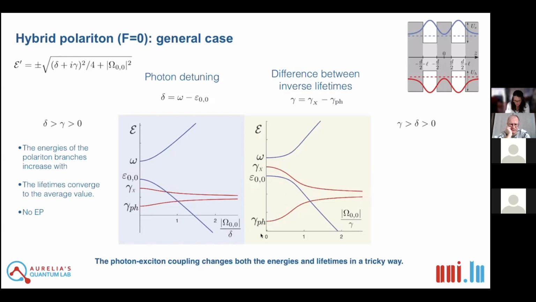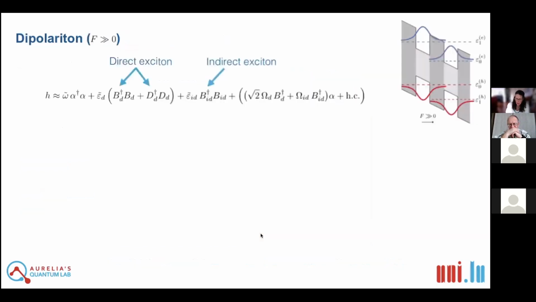So this shows how, for given experimental parameters on the lifetime or the detuning, the spectra will change and how it is broadened through the lifetimes. So this is the case for f equals 0, where we have the hybrid polariton. Let me now go to the case of large electric fields.